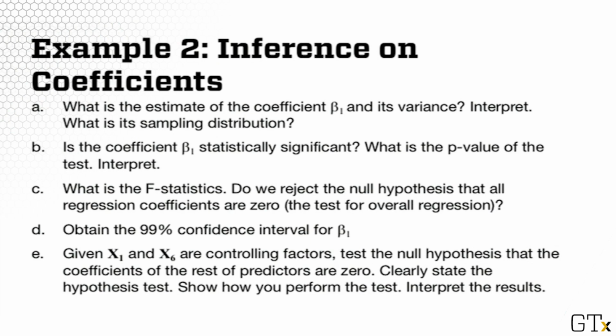We may want to obtain the 90% confidence interval for beta 1, as well as we may want to see whether adding to the controlling factors, x1 and x6 in this case, adding other explanatory factors will have a predictive power and will improve the predictive power of the regression model.